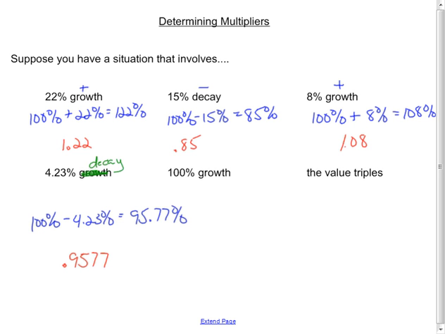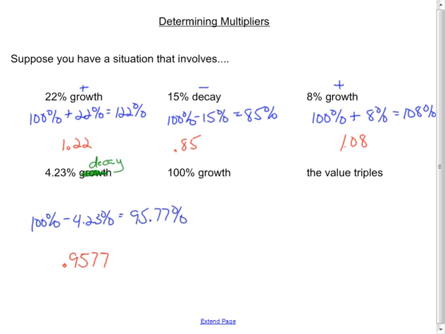Okay? I think intuitively this makes sense because 4.23% is kind of a mild decay. And when you multiply by this number, it's multiplying by a little less than 1, so it's going to give you a mild decay or a mild depreciation.